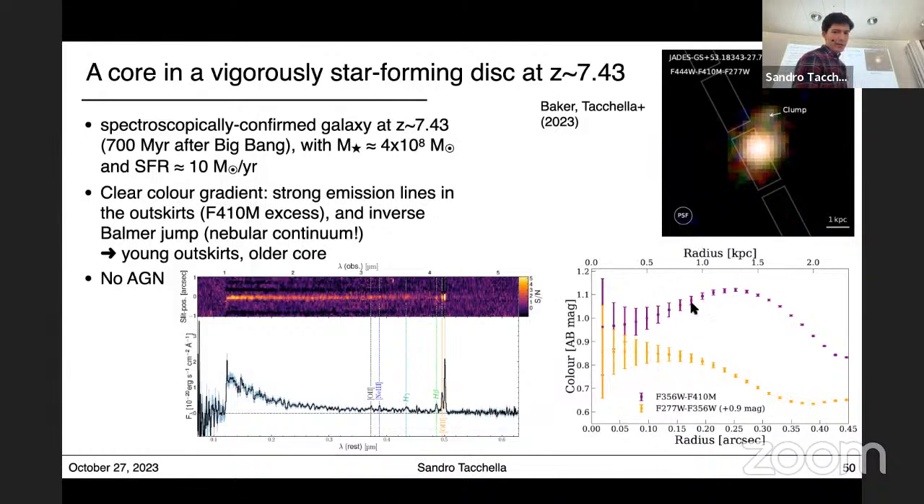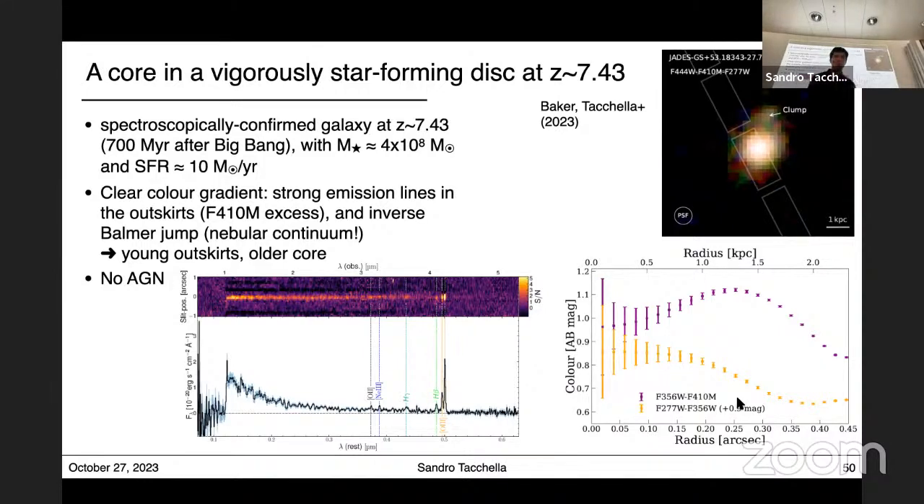So you have some kind of increase in flux here, but then you have a decrease in color when you go to 2.7 to 3.6 micron. What this indicates to us is that there seems to be a strong emission line around 4.1 micron when you go towards the outskirts. And you can see this here, right? This corresponds to what we see in H-beta and oxygen 3.